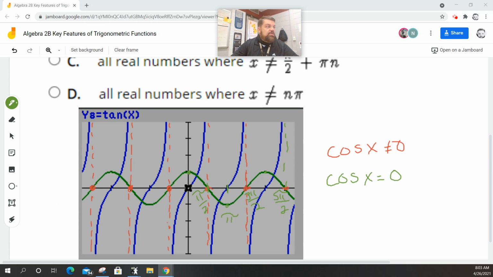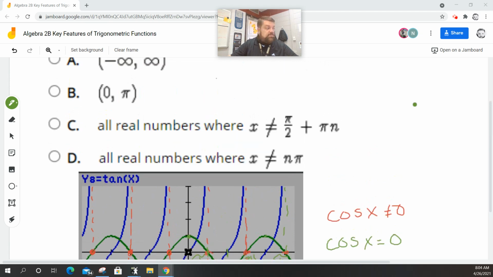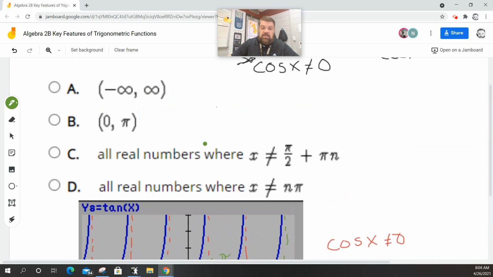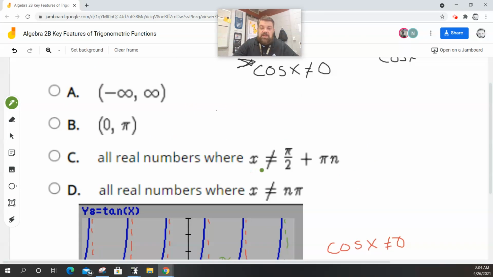So how do we write that out? Well, first of all, it's all real numbers for sure, except we're adding pi, right? So the distance from here to here, that distance is pi. So I think the answer is C because it's all real numbers except when x equals pi over 2 plus pi times n.